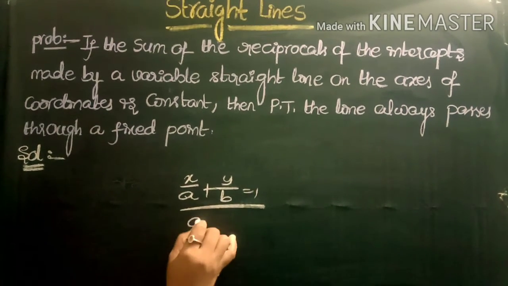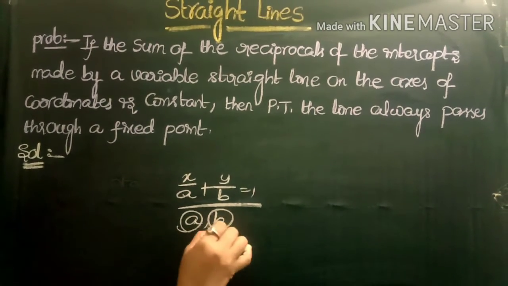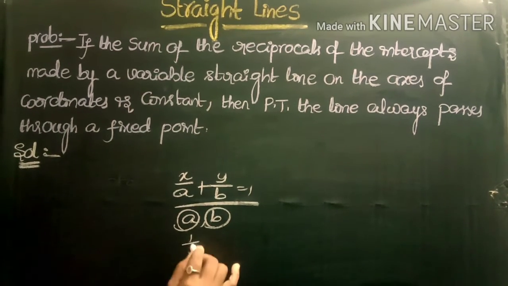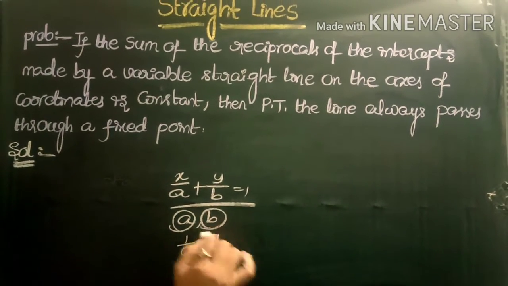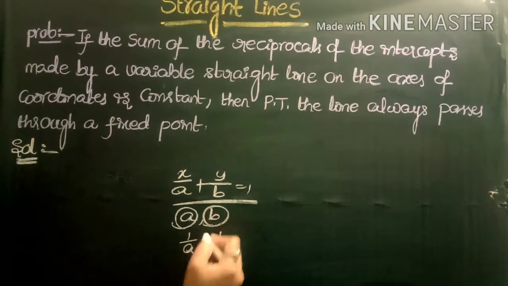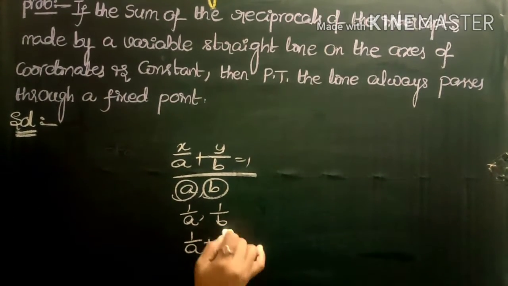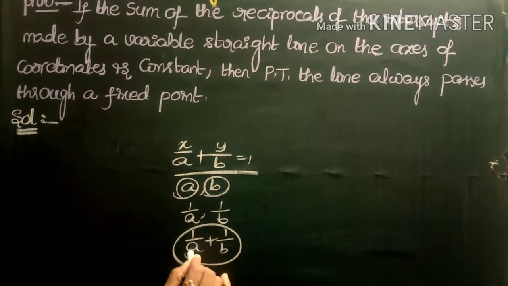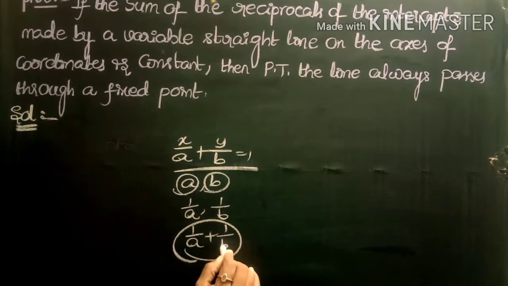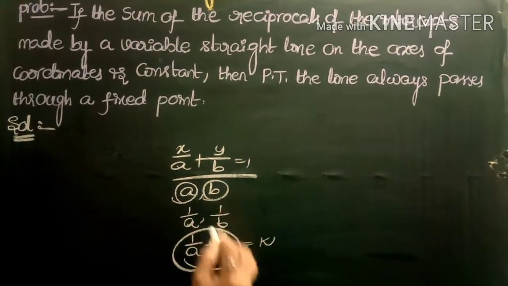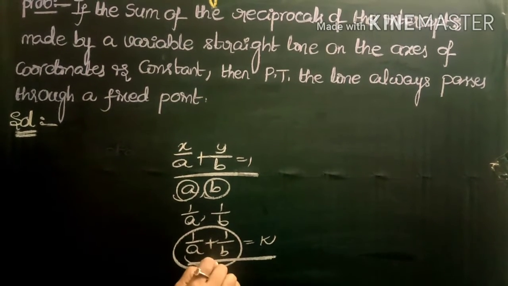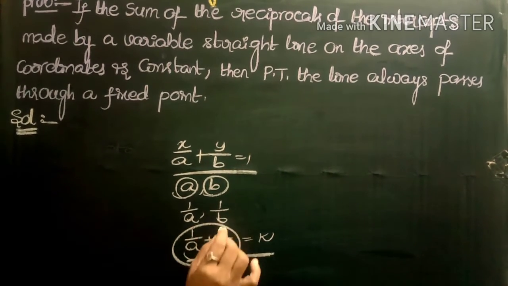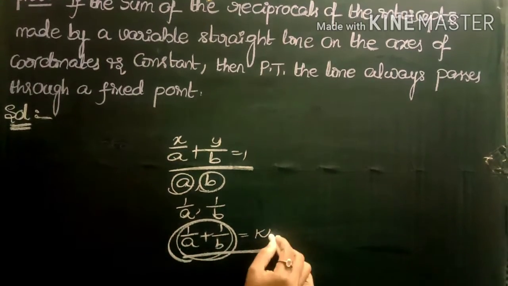What are the intercepts here? a comma b, the x-intercept and y-intercept. And what are the reciprocals of the intercepts? 1/a comma 1/b. Now what is the sum of the reciprocals? 1/a + 1/b. So in the given problem, it is given that the sum of the reciprocals of the intercepts is equal to a constant. This is the given data.